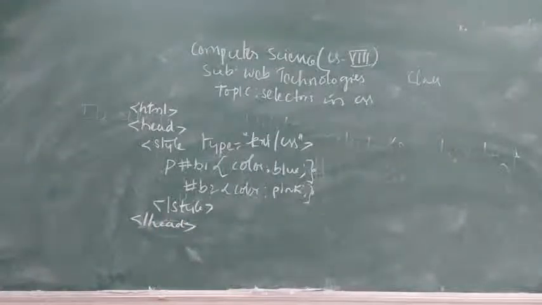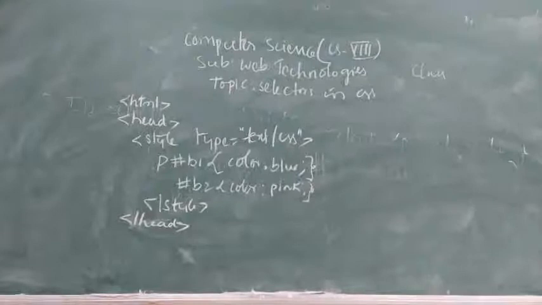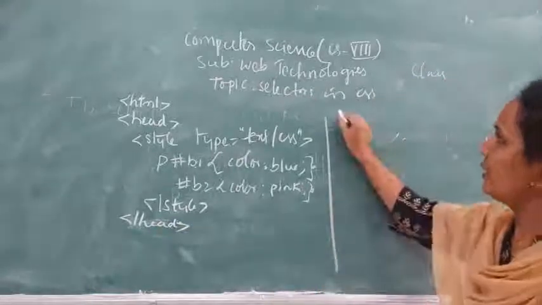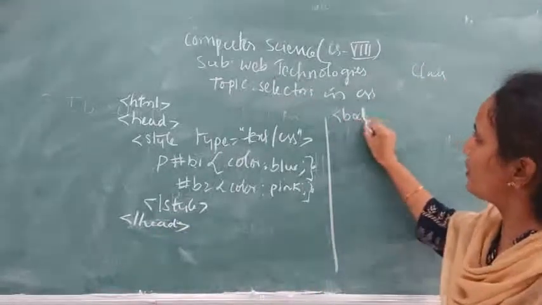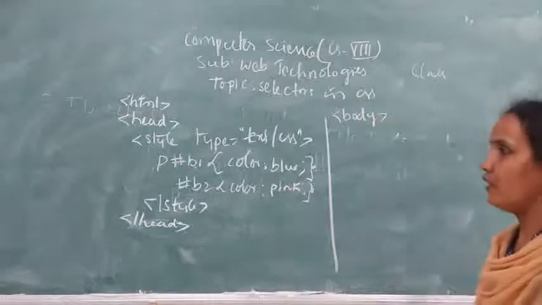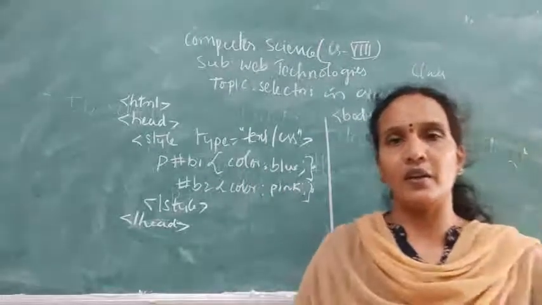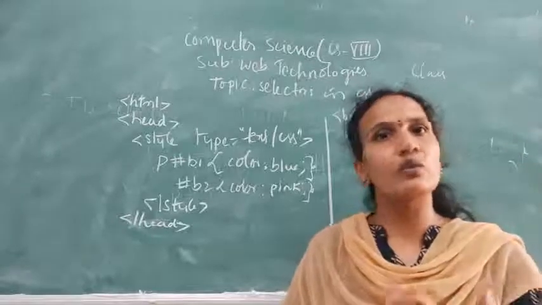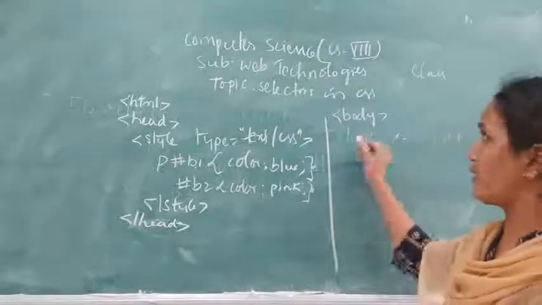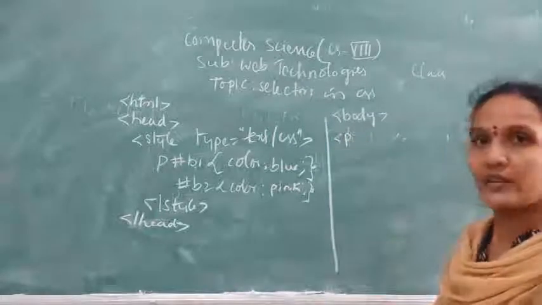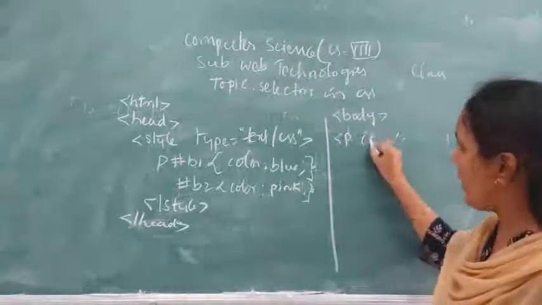I will explain the body section. Now, in the head section I have given the property. Come to the body section. In the body section, for example, if you have 10 paragraphs, and in the 10 paragraphs, if you want to give a red color to 2 or 3 paragraphs, then you can give it this. Paragraph is a tag. ID is an attribute.